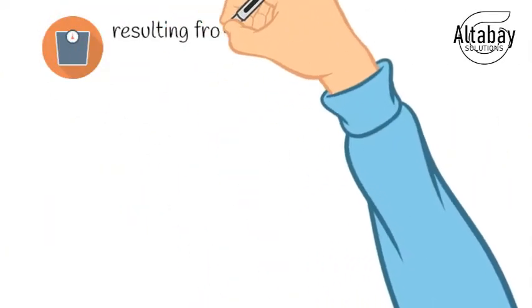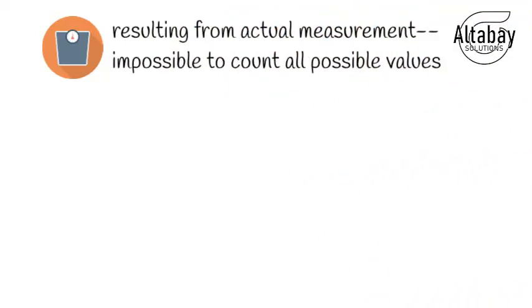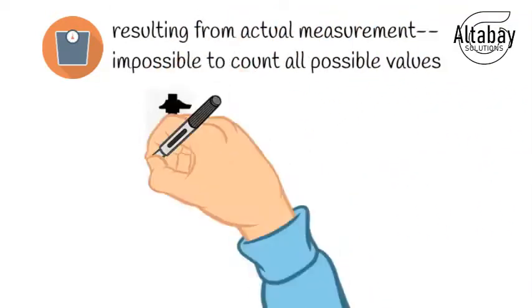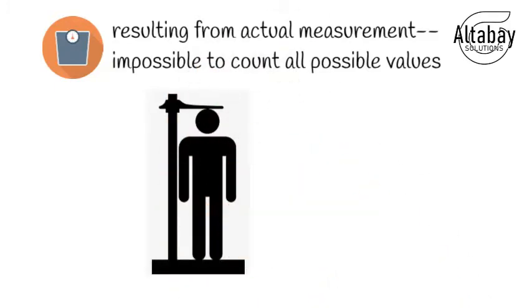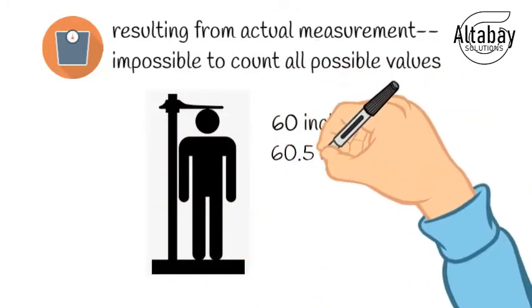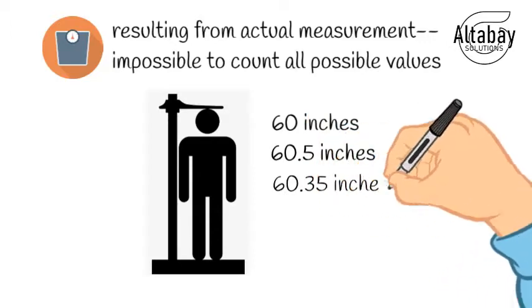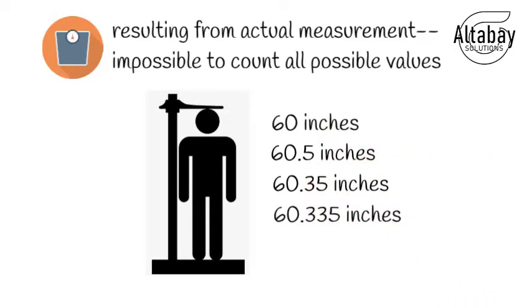Now, continuous variables are the results of our actual measurement. It is impossible to count all possible values of a continuous variable. For example, the measured height of a person can be shown as 60 inches, or 60.5 inches, 60.35 inches, 60.335 inches, and so on. As an easy rule to distinguish them, if it is written with decimals, it is more likely to be continuous. Just note that this is not always accurate and you should always double check.